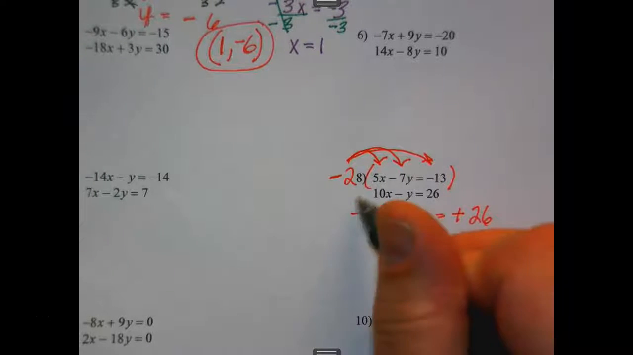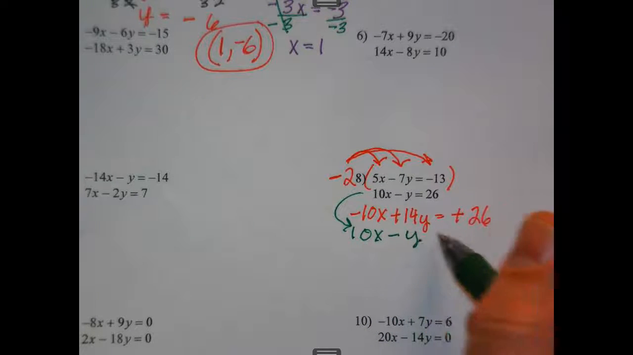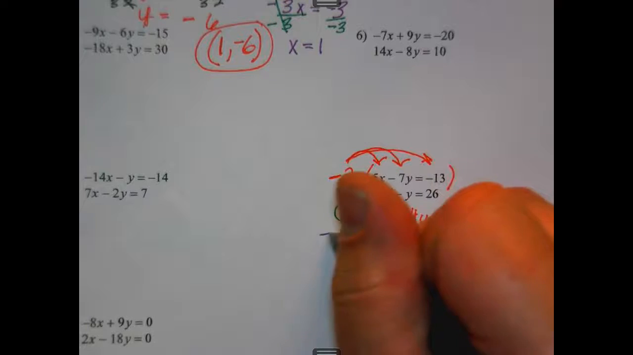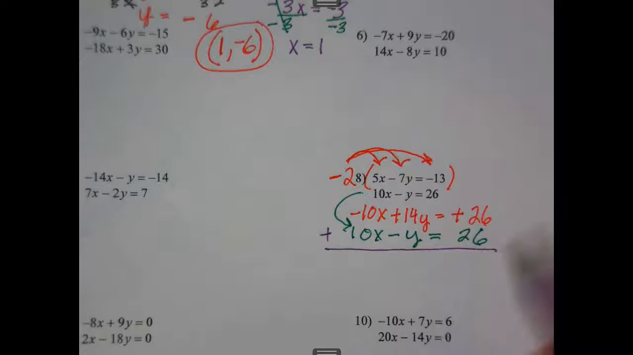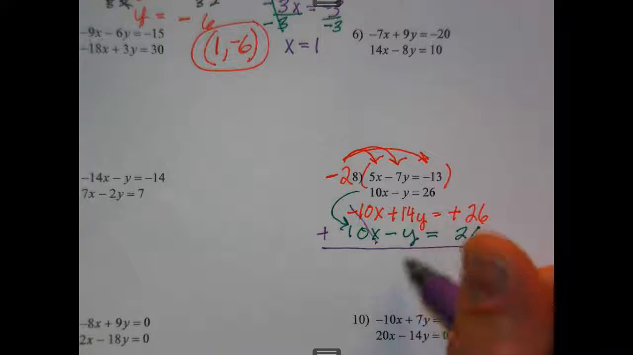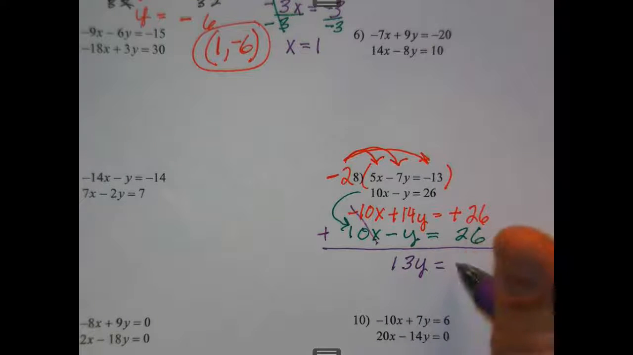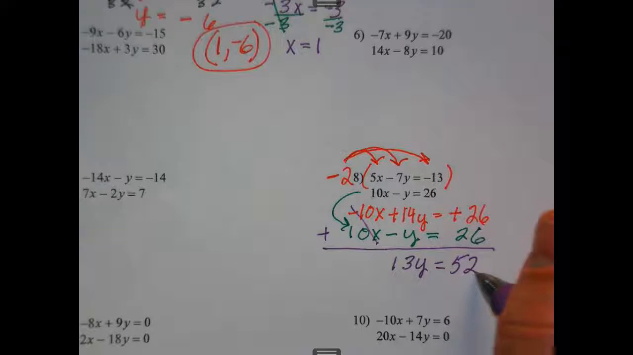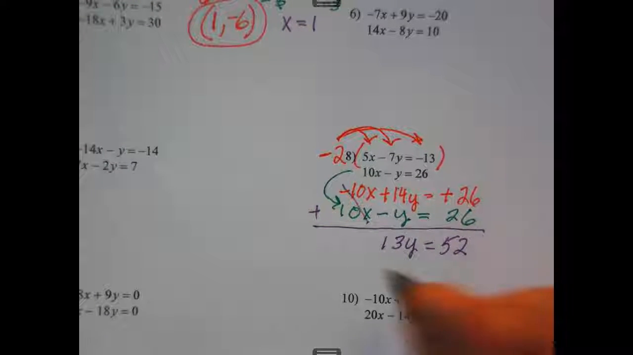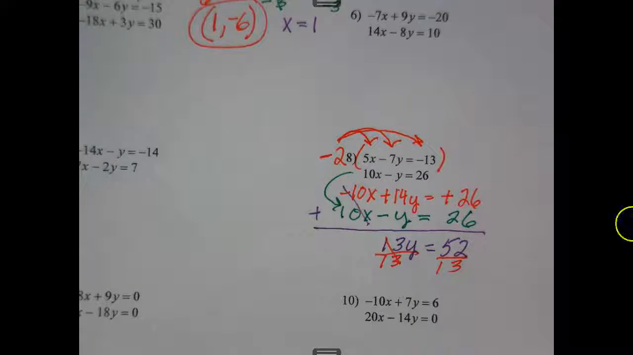Rewrite the other one. I got 10x minus y equals positive 26. Add those together. See, these eliminate. 14y plus a minus 1y is a 13y. 26 plus 26 is 52. And divide both sides by 13. I get y equals 4.